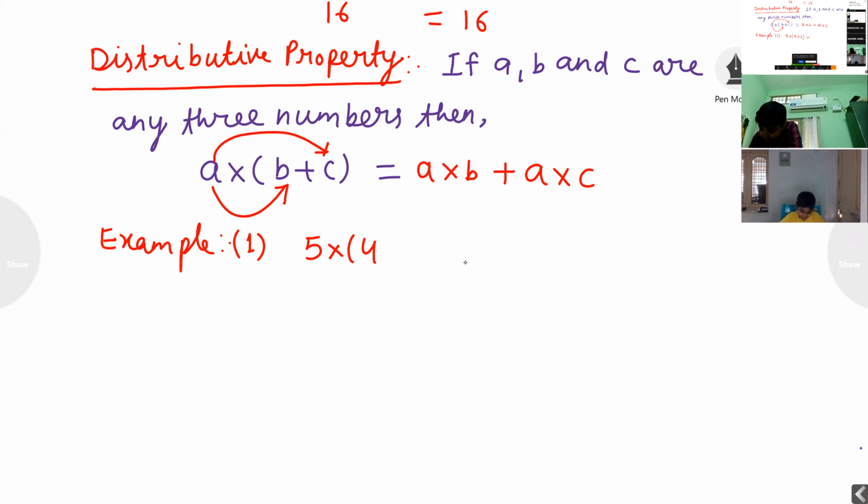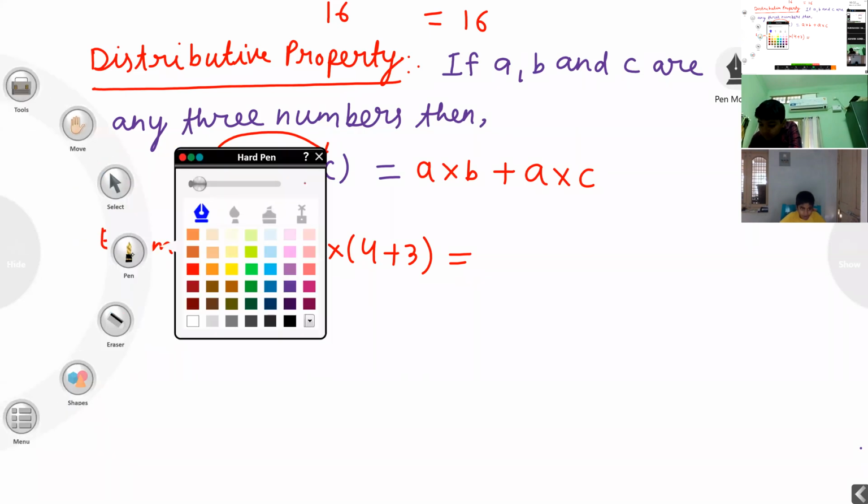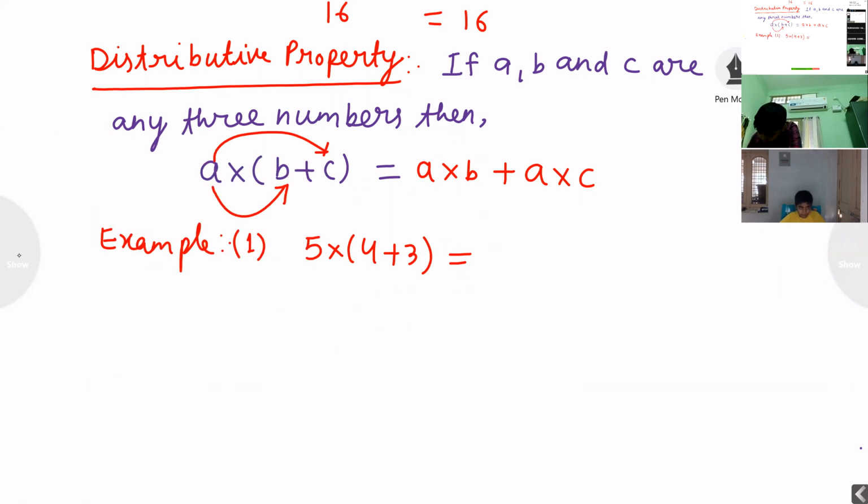5 into 4 plus 3. Then how to simplify this question? This question is looking like A into B plus C. Then we can apply here. This is A into B plus C. What is the property? A into B plus C is A into B plus A into C.